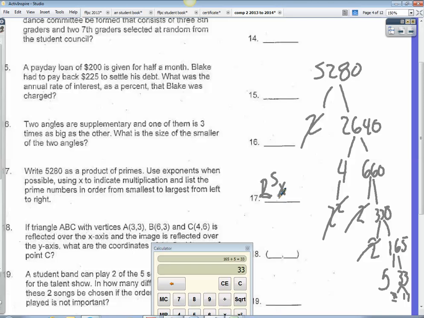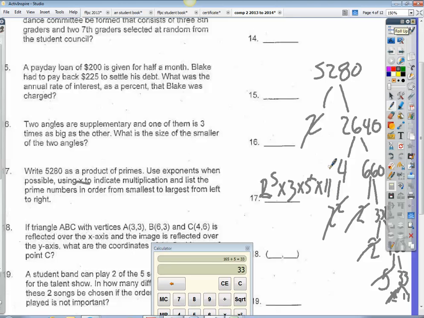Times, it says to use a multiplication x. I have a 3, because it has to be in ascending order. I have 1, 5, and I have 11. And there you have it. And that's the answer. All right.